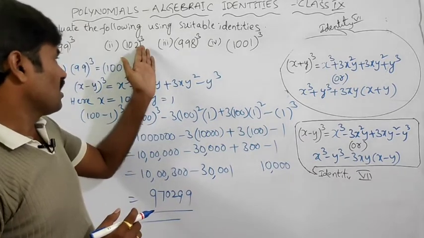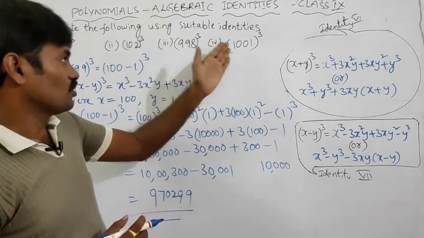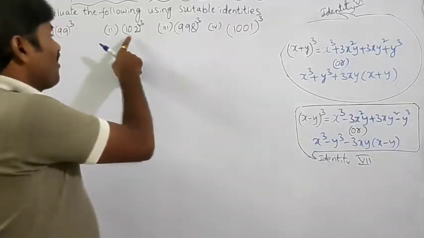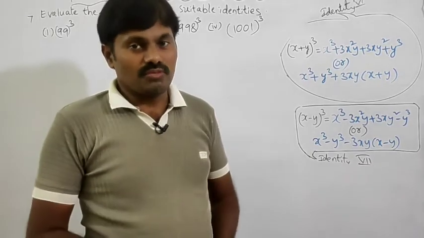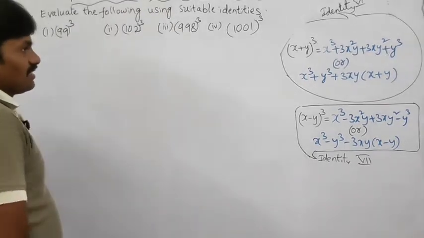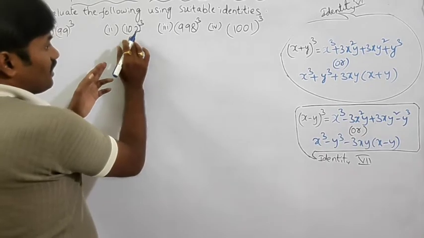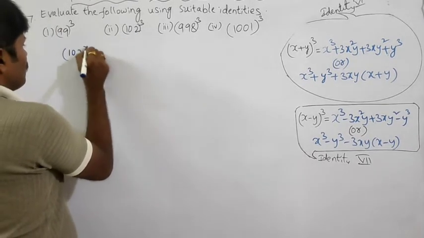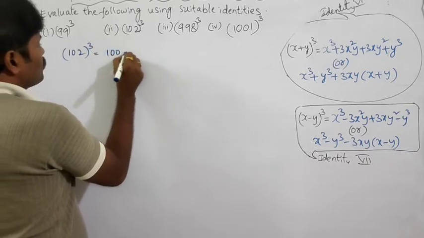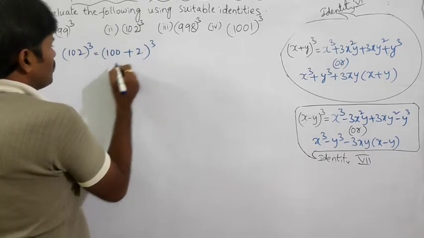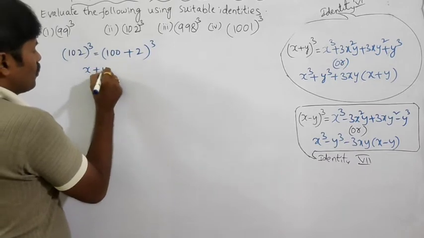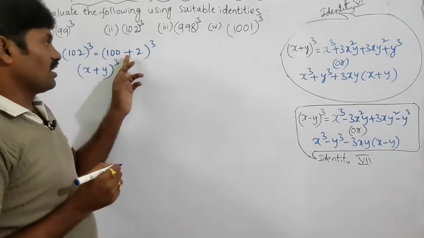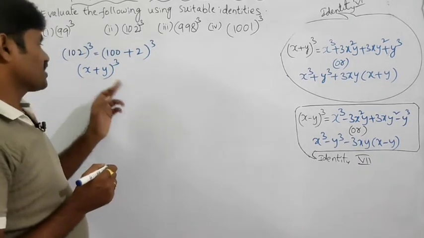Similarly, we can solve 102 whole cube, 998 whole cube, 1001 whole cube. Shall we? Let us observe how to evaluate 102 whole cube. 102 whole cube can be written as 100 plus 2 whole cube. So it is in the form of x plus y whole cube.